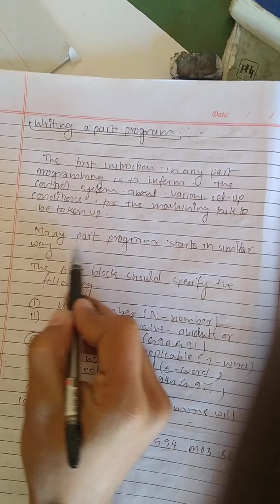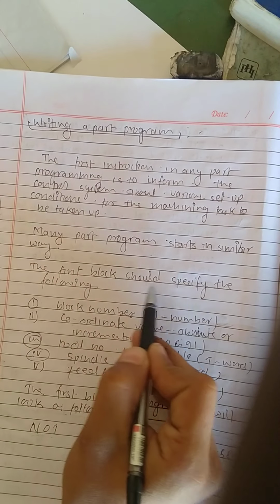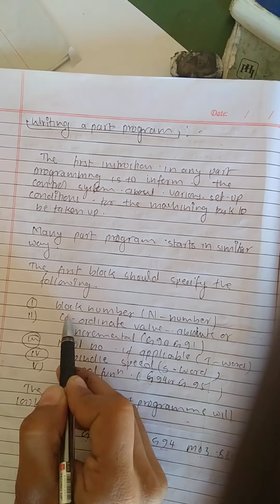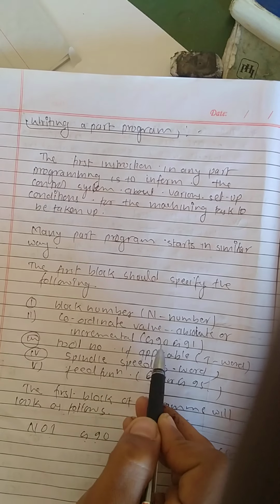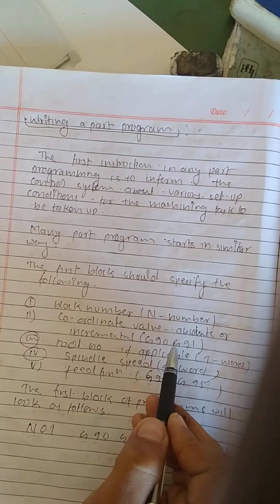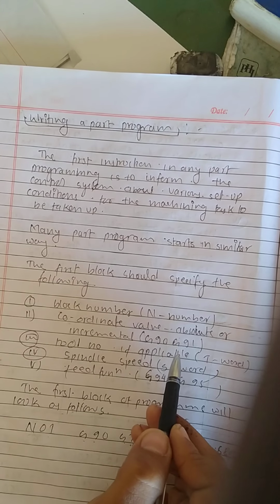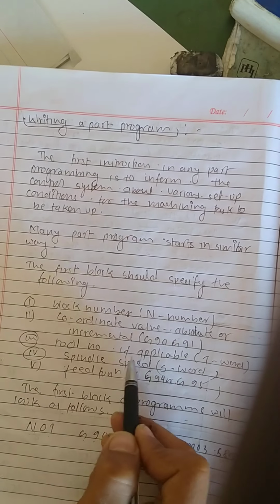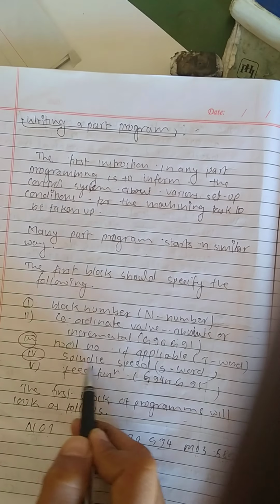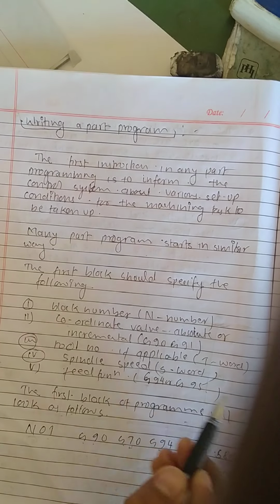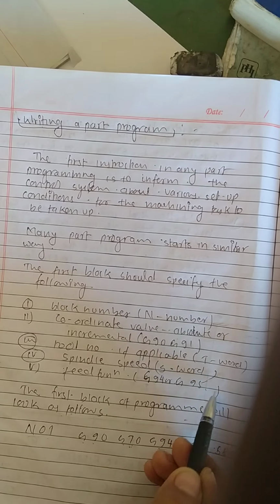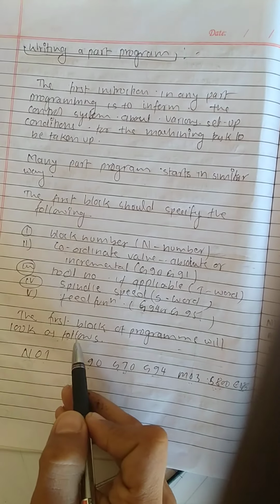Many part programs start in a similar way. The first block should specify the block number, and coordinate values, absolute or incremental. We will give the coordinate system by G90, absolute coordinate system, and G91, incremental coordinate system, according to our requirement. Then the tool number if possible, that is the T word, the spindle speed, the S word, and the feed function, that is feed per minute or other, G94 and G95.